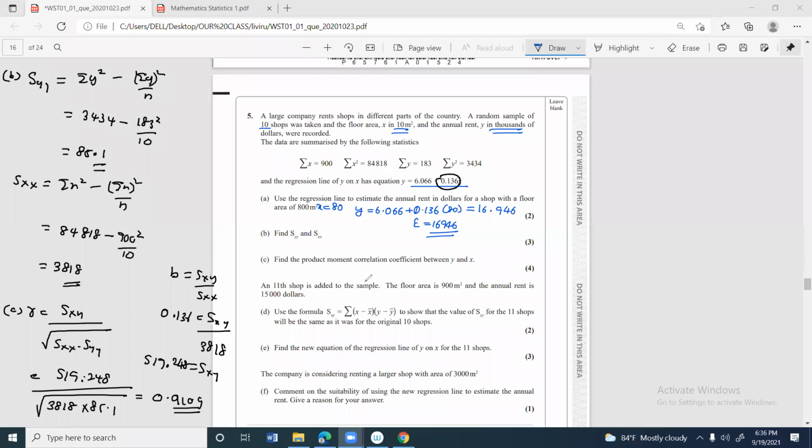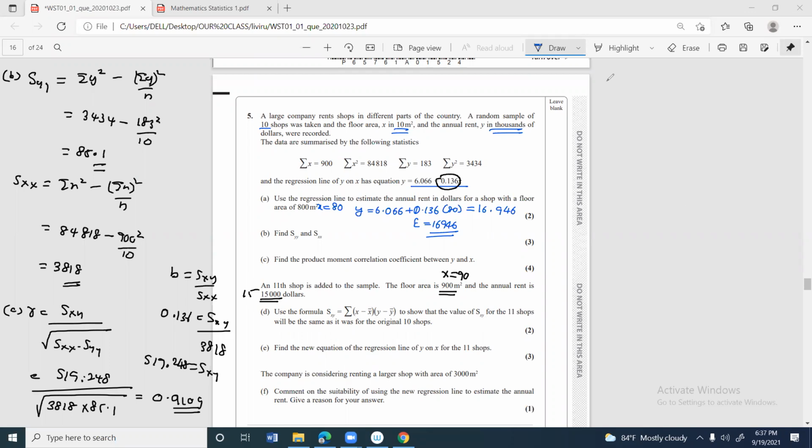And a new shop is added to the sample. The floor area is 900, which means that value is 90. And the annual rent is $15,000. That means this value is 15. Okay. Use the formula Sxy equals summation of x minus x bar times y minus y bar to show that the value of Sxy with the new shop will be the same as the value in the original 10 shops.